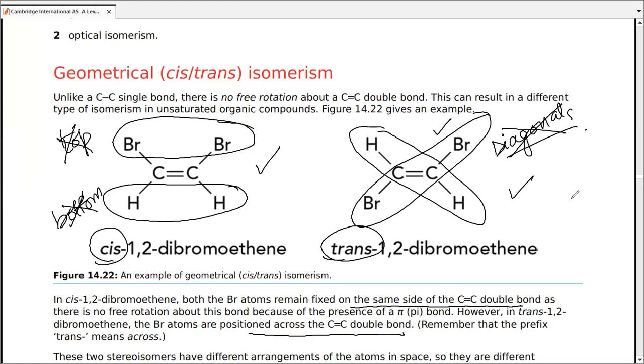Now, clarification. Same side can never mean this or this, right? This is not a geometrical or cis-trans isomerism. It's neither of these examples. Make sense?